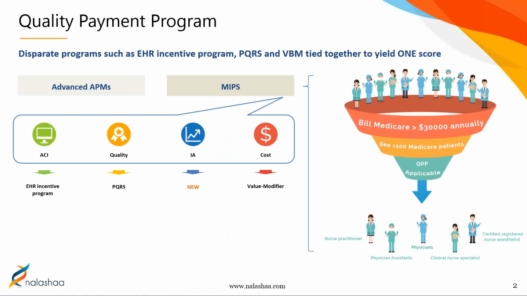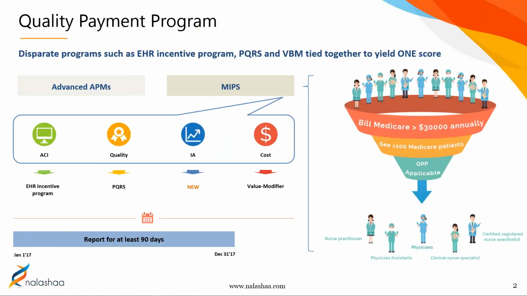So now let us see what is the reporting required. The clinicians would have to report for at least 90 days in the transition year. So I'm saying this word transition year. This is your 2017 reporting year because it is a transition to this new program called QPP. So that is the reason 2017 is called the transition year. So clinicians will be reporting for at least 90 days for next year and submit the data in the following year. Now let us go ahead and see what are the options for the clinicians.